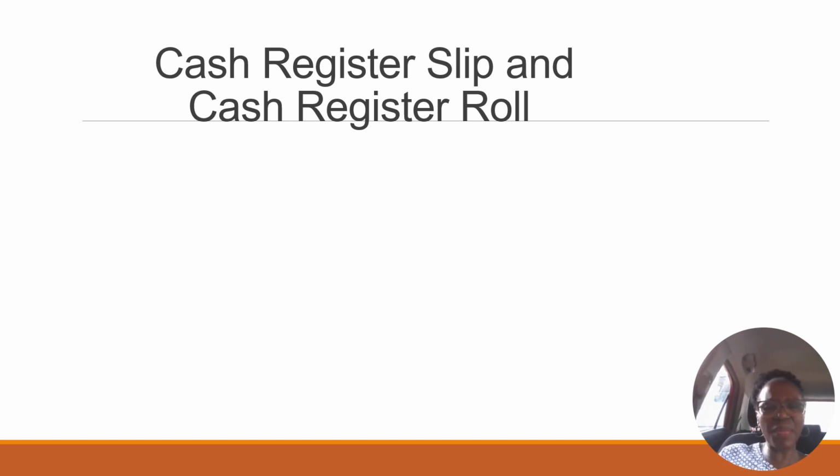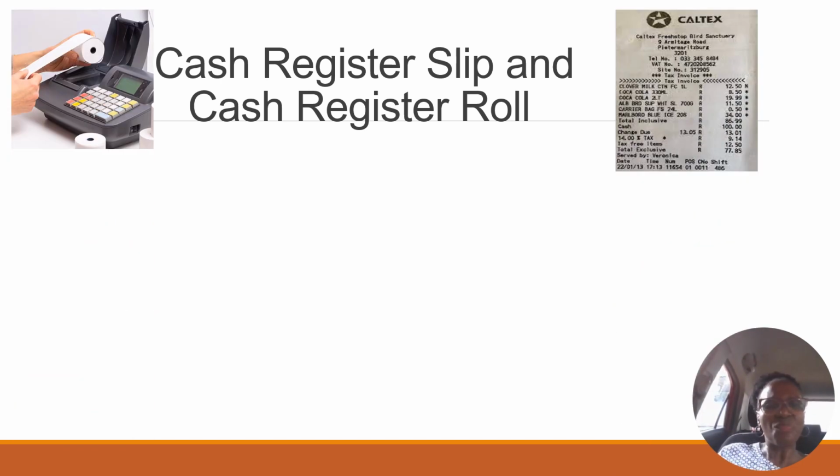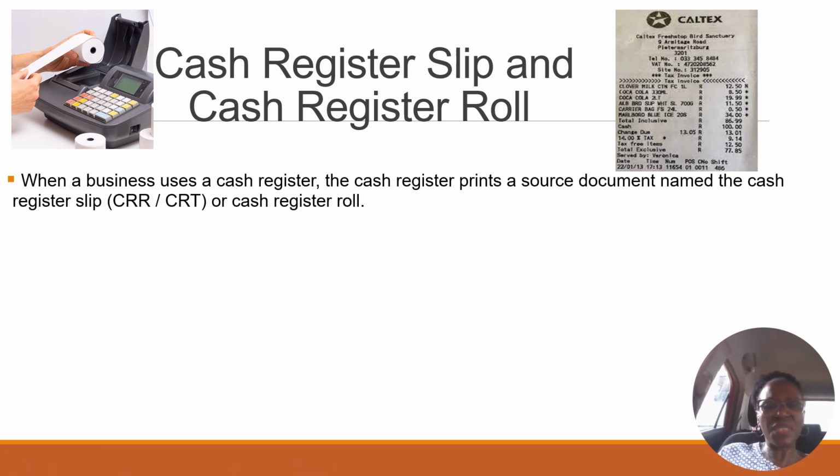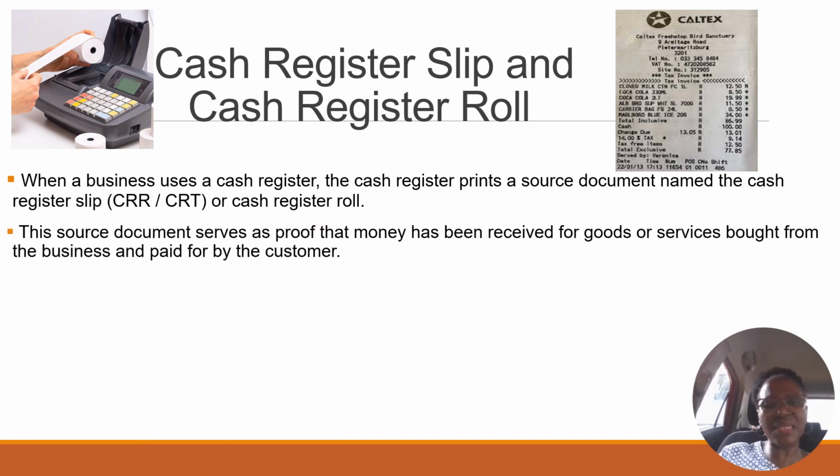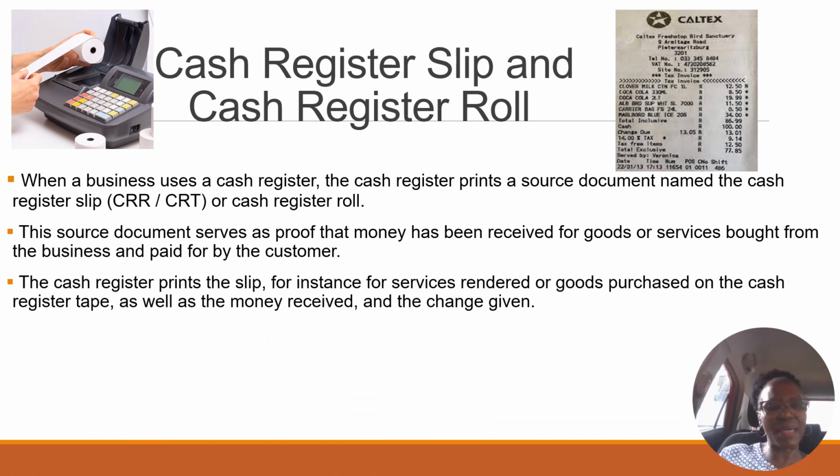Cash register slip and cash register roll. Those are the examples of a cash register machine and the cash register slip. When a business uses a cash register, the cash register prints a source document named the cash register slip or cash register roll. The source document serves as proof that money has been received for goods or services bought from the business and paid for by the customer.